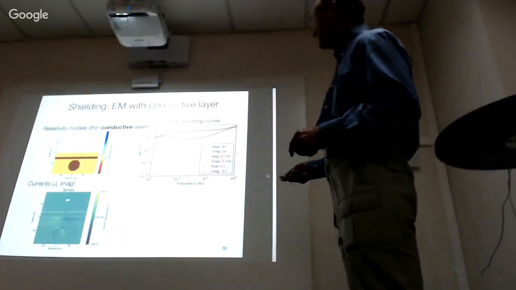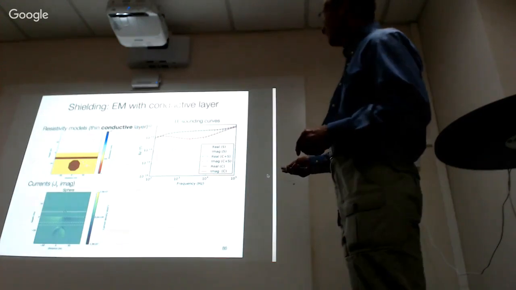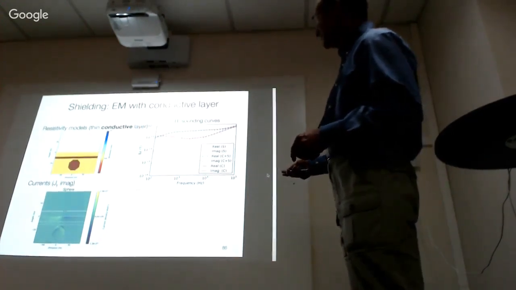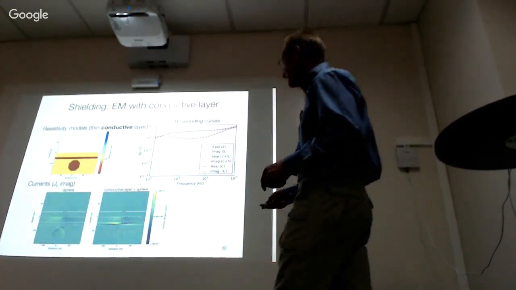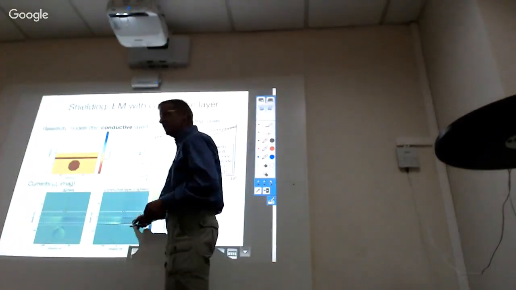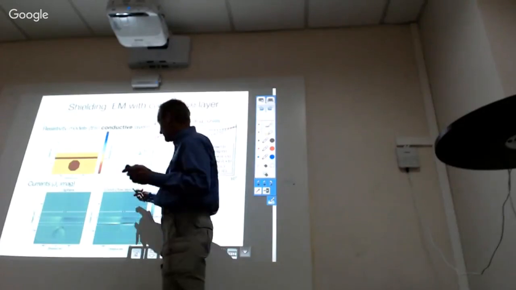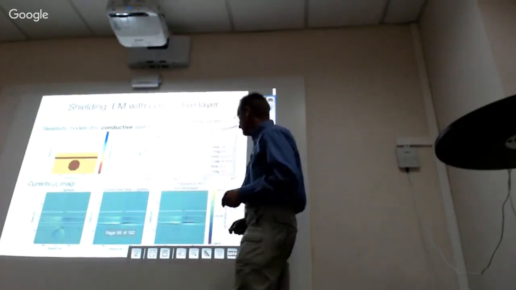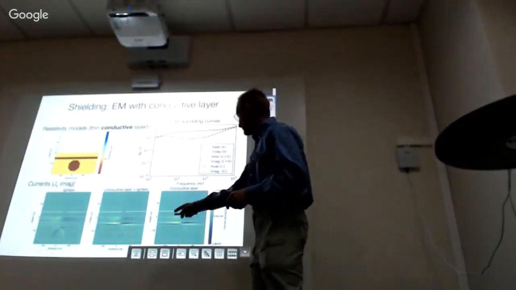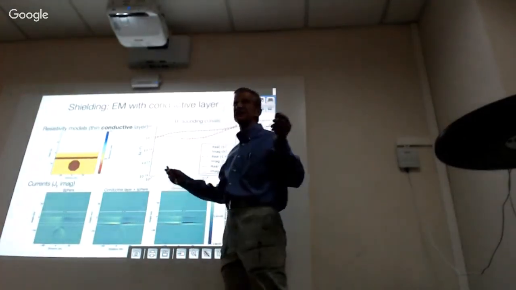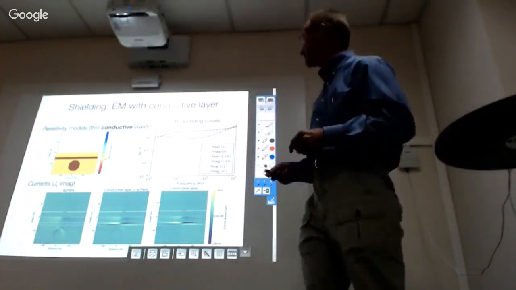Can't see through. So in this case here, we put on our conductor, and now all the currents are in that conductor. Don't really see through there. So we're going to be shielded. So with the sphere, without the sphere, here's the currents in the conductor. There's really no change.